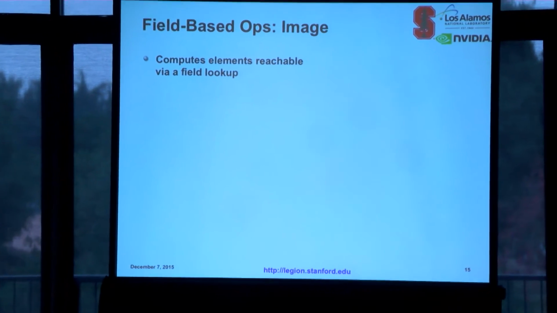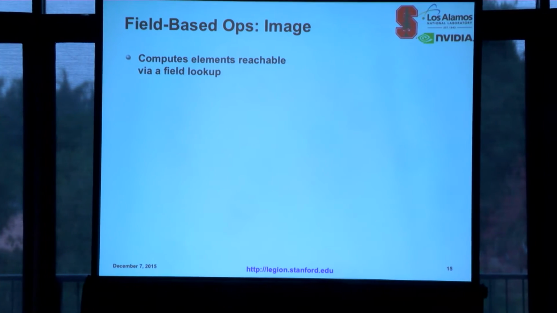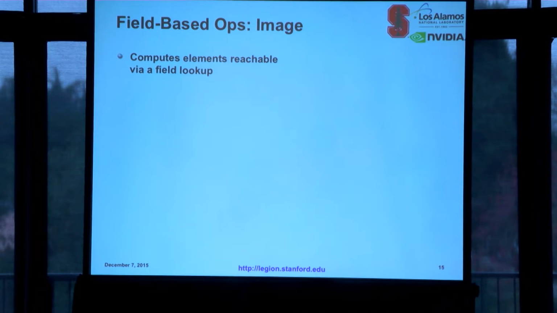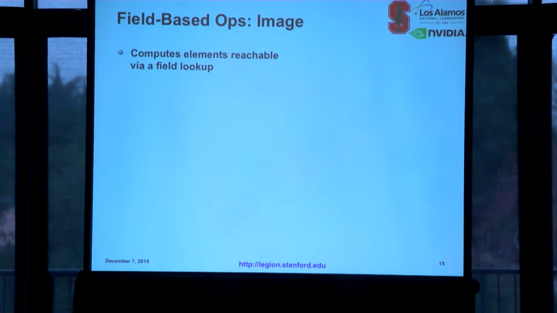OK, this is the one that I thought was easy, but a bunch of good questions. OK, so now let's talk about the 2 that are a little bit harder to wrap your brain around, image and pre-image. And this is where folks that like fiddling around with mathematical notation will feel a little bit more at home. But basically, and I actually left the math out of the slides, but it helps if you've played with function images and pre-images before. So in particular, what image is going to do is it's going to compute the elements reachable via a field lookup.